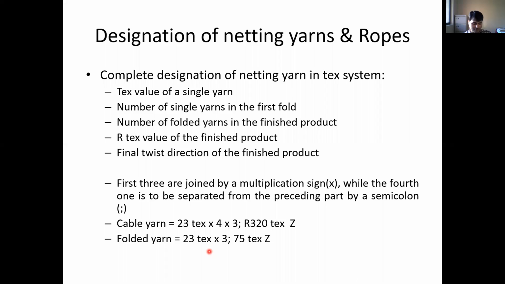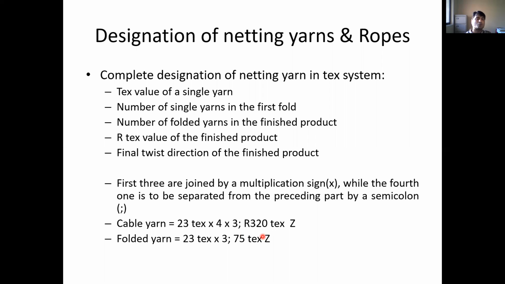69. 23 into 3, 69. But here it is coming, a small mistake has happened. The R will come here, we have to put R. R75. But here it is not coming 69. It is actually 675. That means 10 to 15% more we are putting in Rtex value of finished product. And then we are giving a final twist direction. So here also the twist direction is Z.